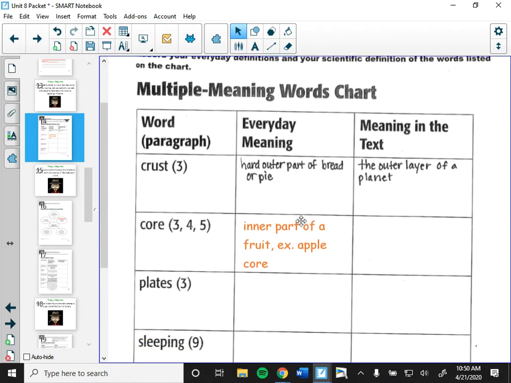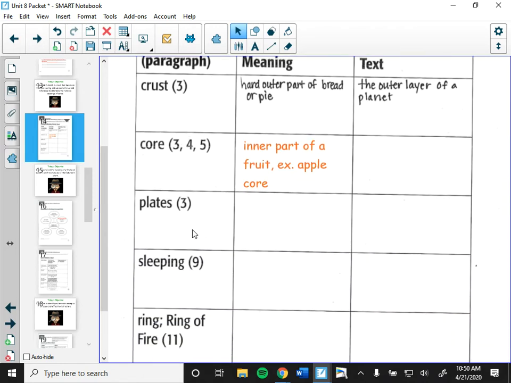Now what you're going to do with the words core, plates, sleeping, and ring, and then the ring of fire, is tell us what the everyday meaning would be. If you see the word plate, without looking at the text, what would the everyday meaning of plates be? Probably a dish to store food on. Or core, like the inner part of a fruit, like an apple core. But what does it mean in the text? What is the meaning from the text that it wants us to find out?